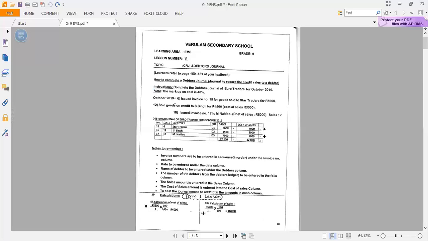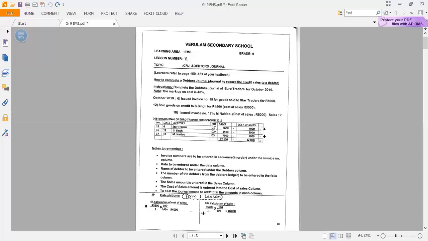So October 2019, transaction on the 6th reads, issued invoice number 15 for goods sold to Star Traders for 5,600 Rand. Now, learners, I go to my debtors journal. Under the invoice column, can you see it's a 15? The invoice number is 15. The date is the 6th. The name of the debtor is Star Traders, as it is given to us in the transaction.